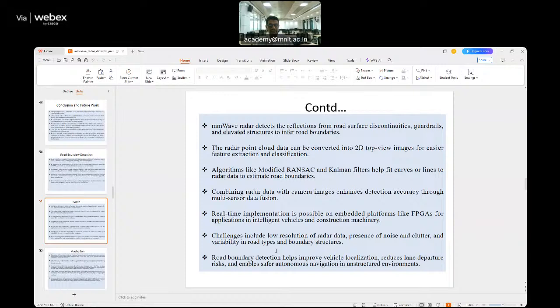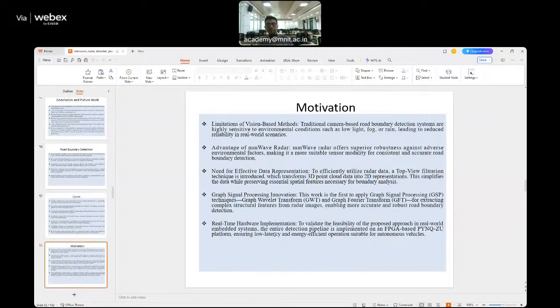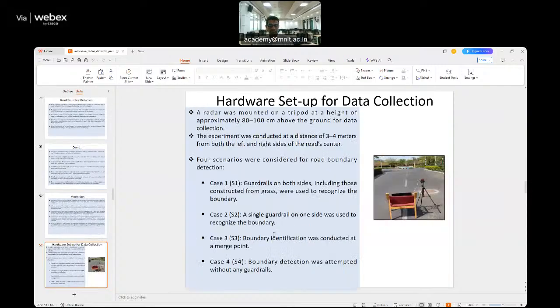What does road boundary detection help with? It basically improves vehicle localization and reduces lane departure risk. Because when automatic vehicles are going onto a highway, definitely they should stay in the same lane. It also enables safer autonomous navigation in unstructured environments. So this is the motivation for doing these things.